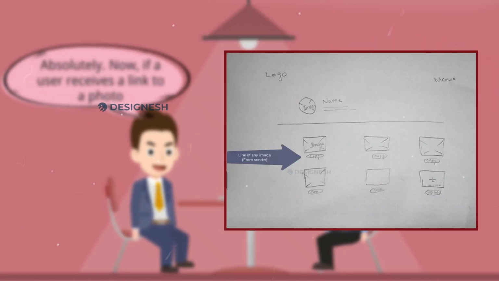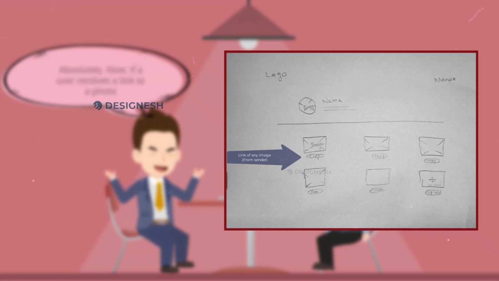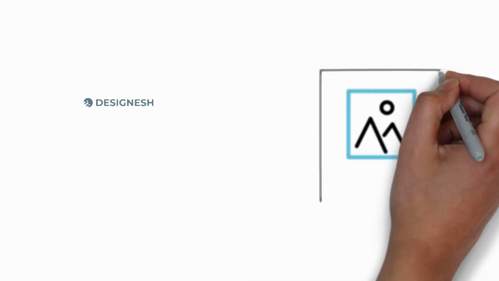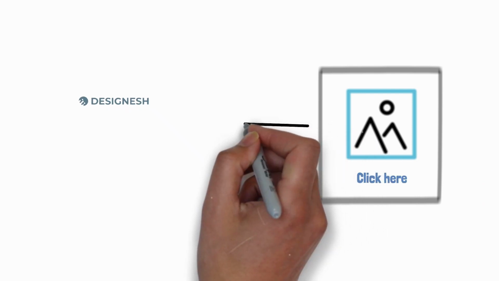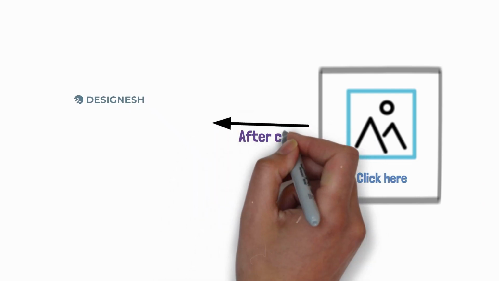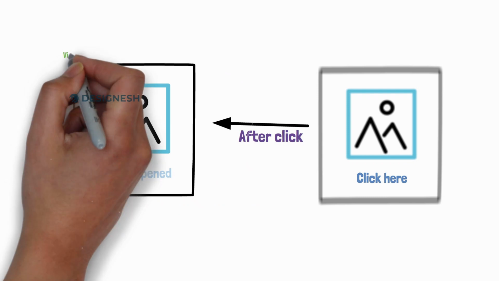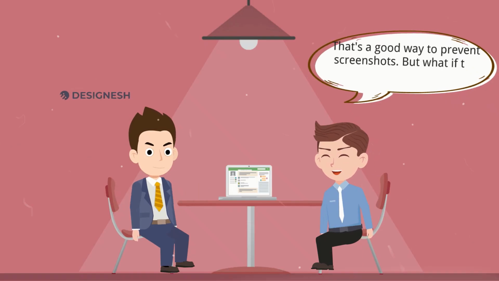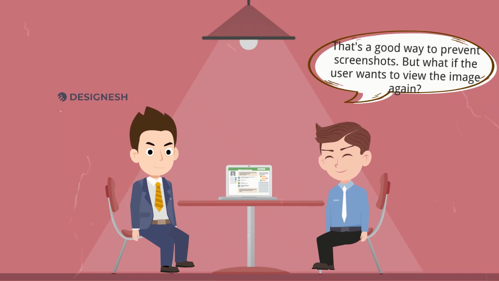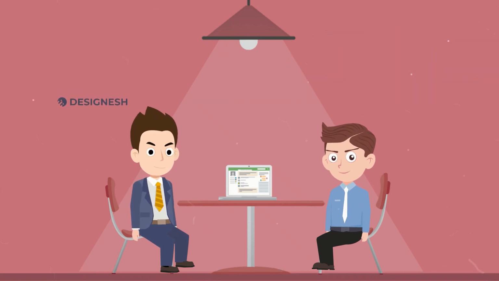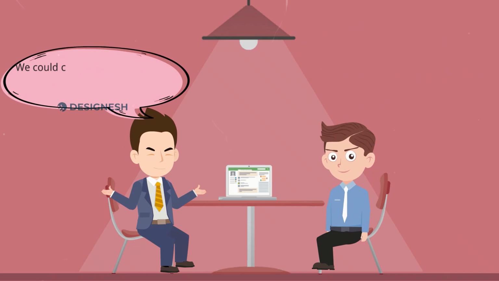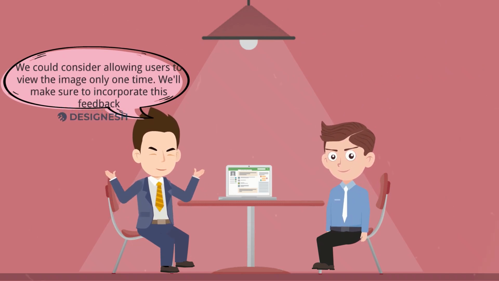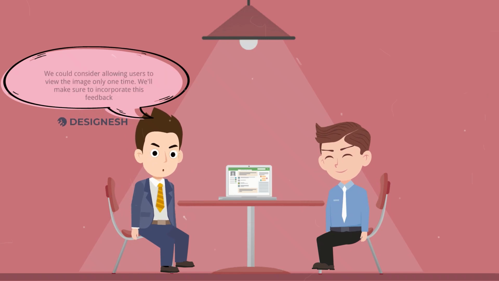Absolutely. Now, if a user receives a link to a photo, they will be taken to a page where the image is displayed. We have designed it so that the image starts ticking as soon as the page is opened and then disappears after a set time. And that set time will be 5 seconds. That's a good way to prevent screenshots, but what if the user wants to view the image again? That's a good point. We could consider allowing users to view the image only one time. We will make sure to incorporate this feedback into our designs.